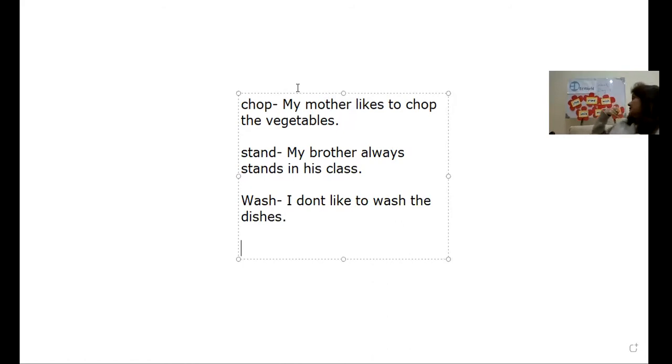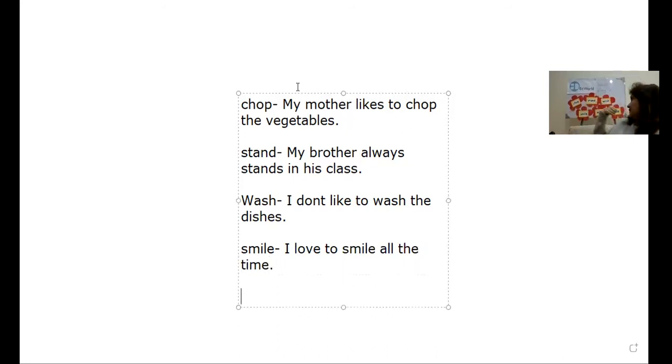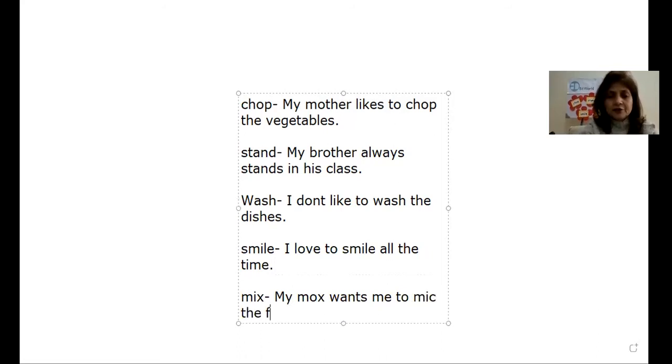Okay. Next word is smile. I love to smile all the time. I love to smile all the time. Great. Next is fix. Come on. My mom wants me to mix the fruits together. My mom wants me to mix the fruits together.